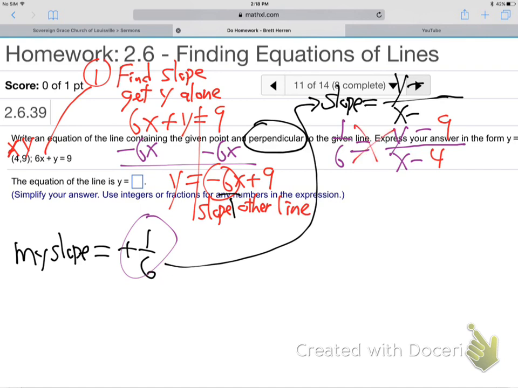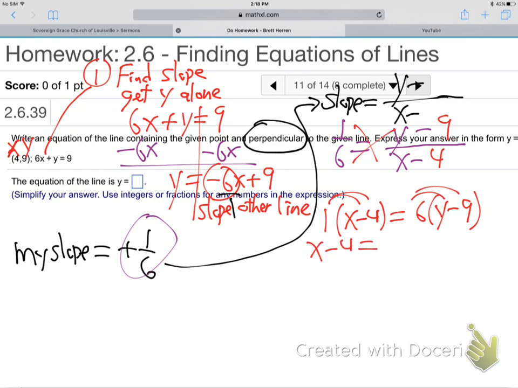And then diagonal, diagonal, diagonal, diagonal. 1 times x minus 4. 6 times y minus 9. Distribute. Everybody good to there? And then y is saying I want to be alone. So add 54 to both sides.